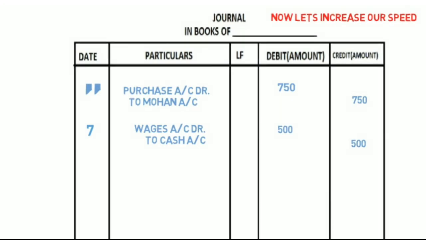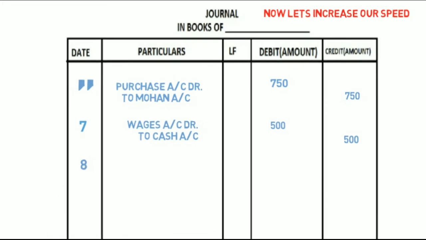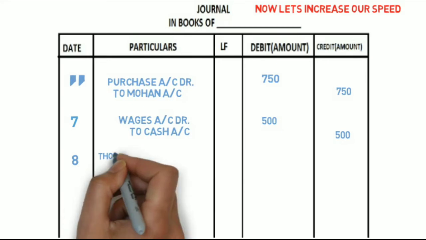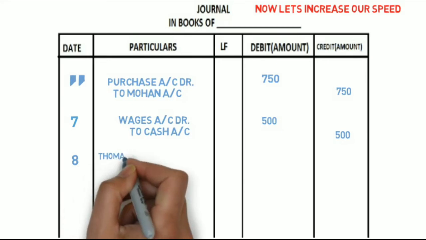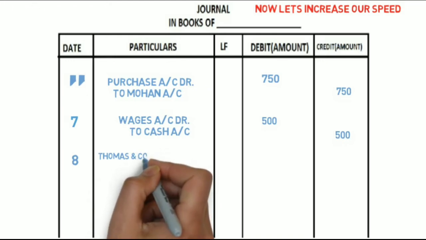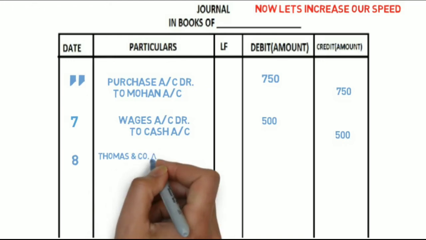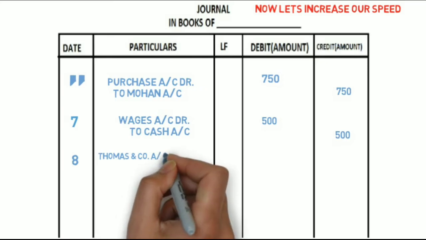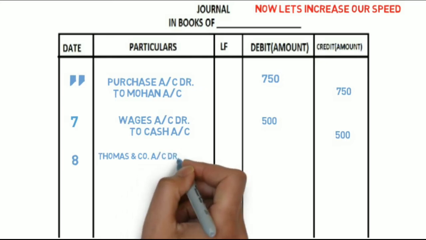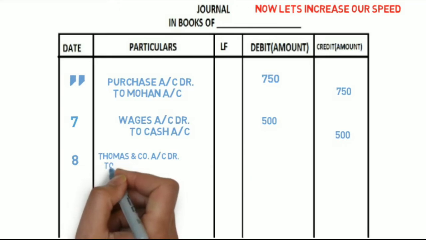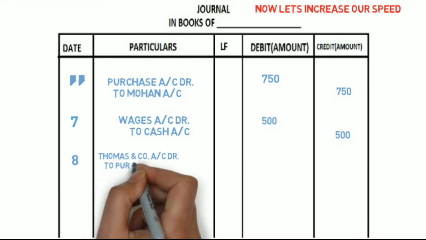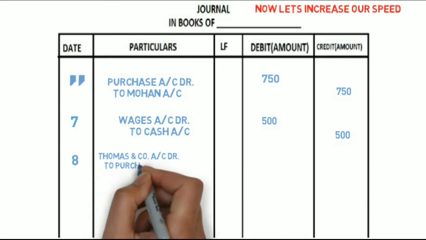And on 8th, return goods to Thomas and Co. 1,200. So here we have returned goods to Thomas and we can see from the above 5th transaction that Thomas and Co. was our creditor. Okay, now our business is returning goods back to him. So it is a purchase return. Okay, so purchase return is always credited and sales return is always debited.